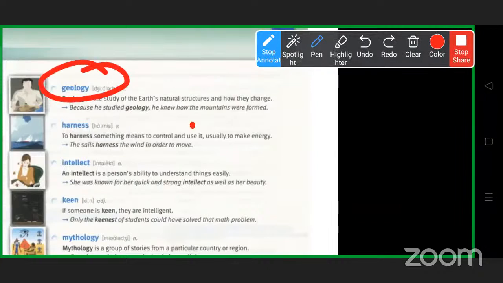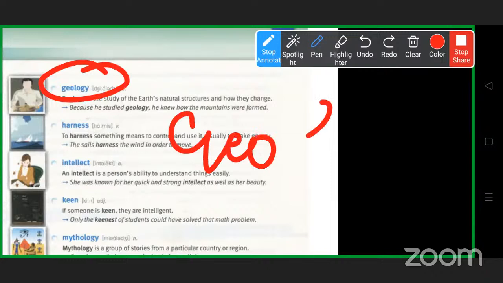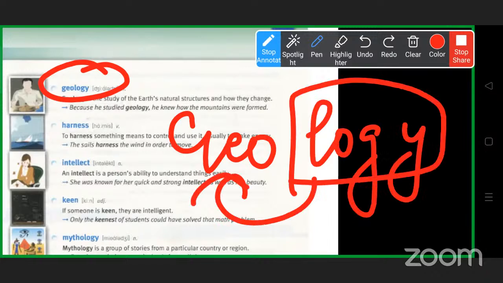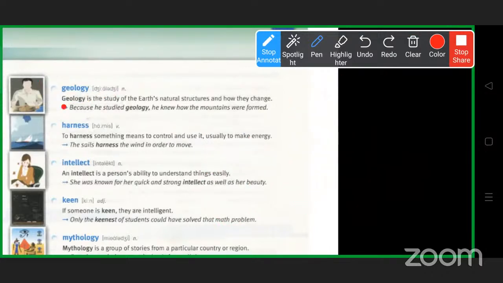What is geology? We know that geo is more towards the earth, or something related to earth. In geology, logy is the study of something. So geology is the study of earth's natural structures. Whatever structures are there, for example mountain ranges, plain areas, or plateaus, and how the changes occur in them, is the study of geology. We can say geological studies.